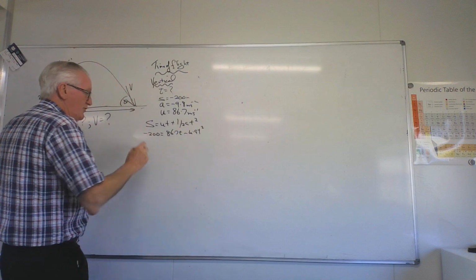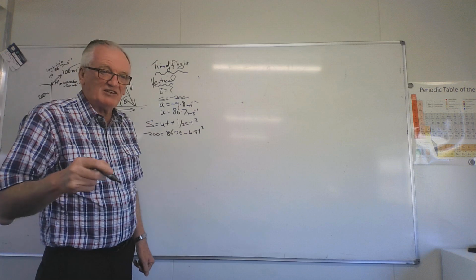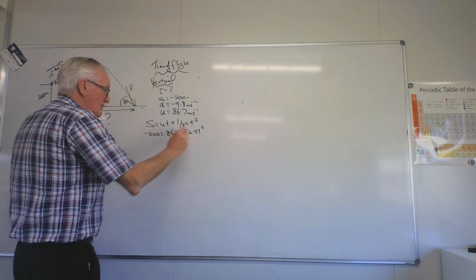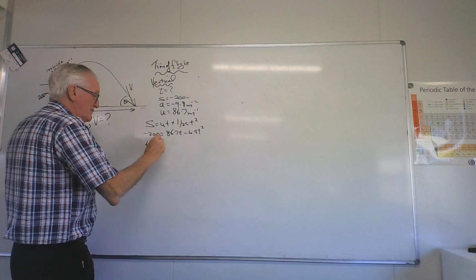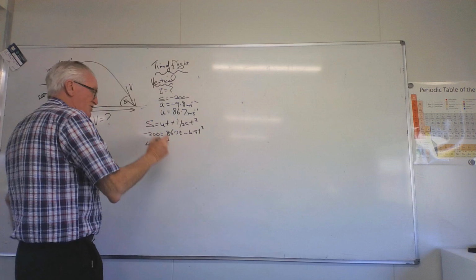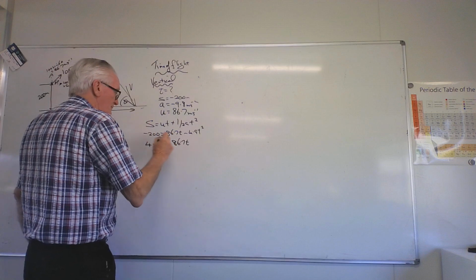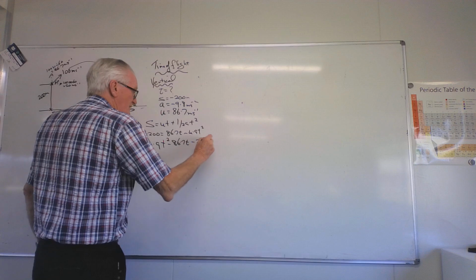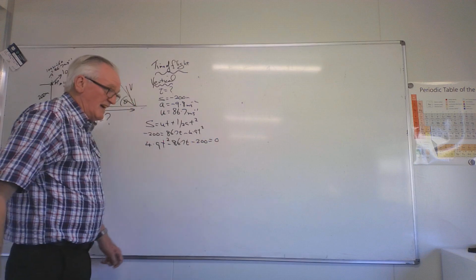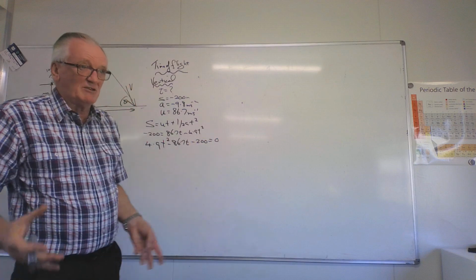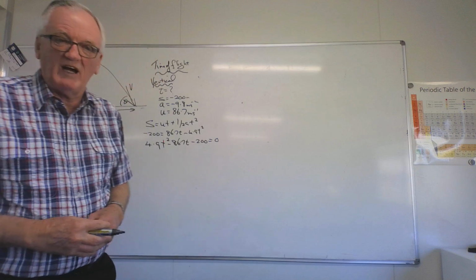And we need to get this in the form of ax squared plus bx plus c equals 0. So it becomes 4.9 t squared, putting this over the other side, minus 86.7 t, minus 200 equals 0.